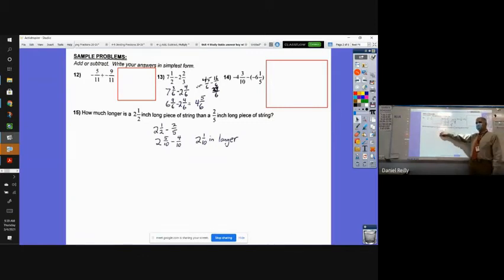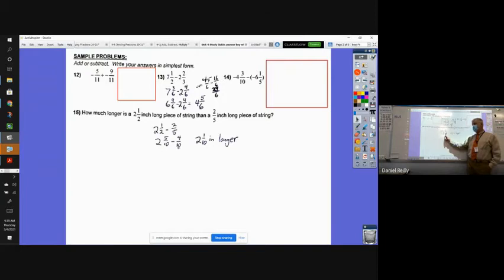So 2 1/2 minus 2/5. Again, I need a common denominator because halves and fifths I can't subtract. They have to be the same size. That common denominator is 10. 1/2 is the same as 5/10. 2/5 is the same as 4/10. These are equivalent fractions with a denominator of 10.